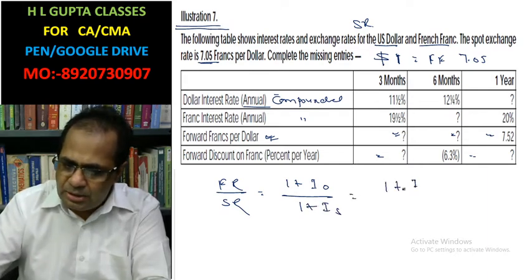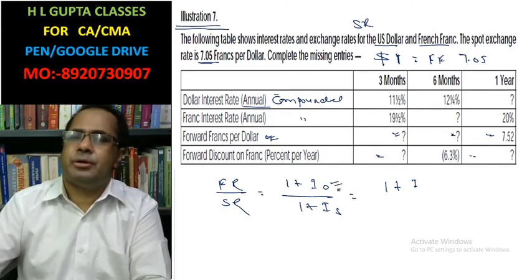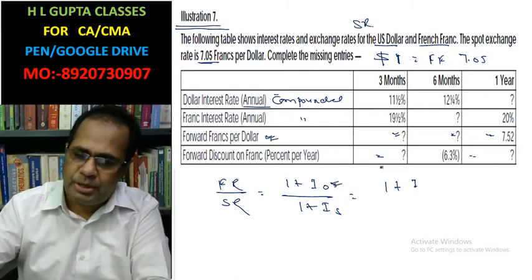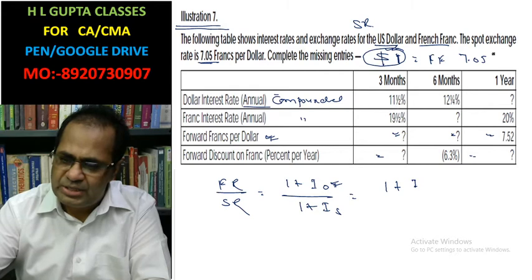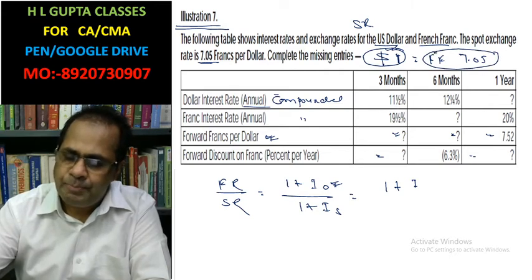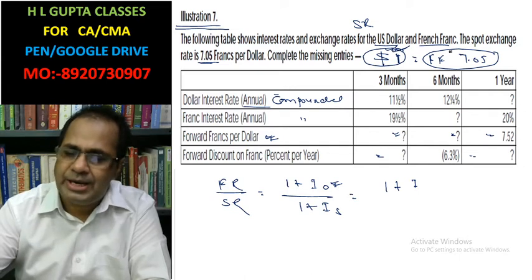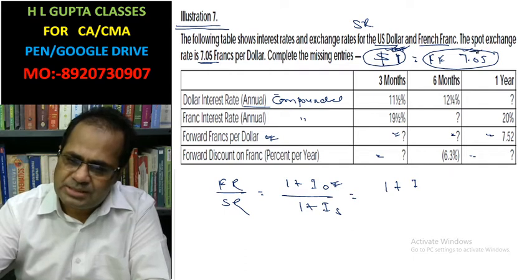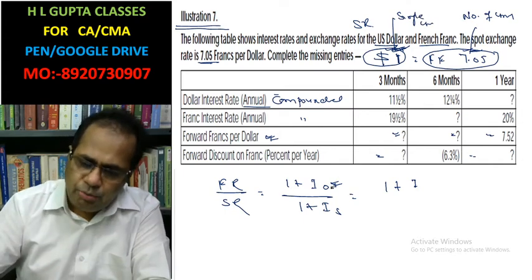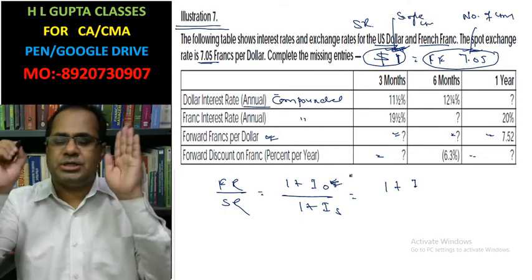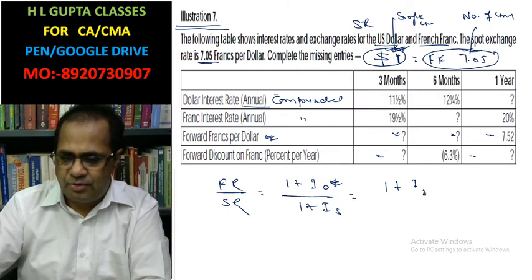Other currency means that currency which is the number of units. Dollar is the single unit currency and French franc is the number of units. Why? Because in $1 you are getting 7.05 French franc. That is the number of units, and this is the single unit. So you have to write the interest rate of the currency which has the number of units, that is the interest rate of French franc.